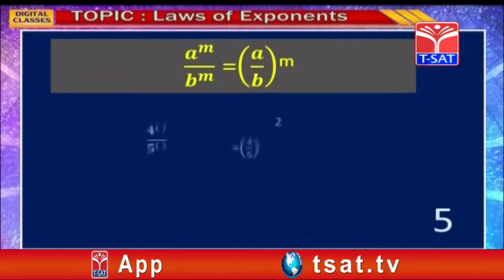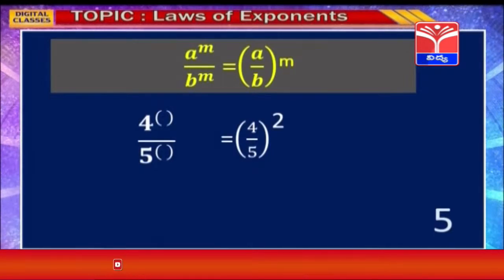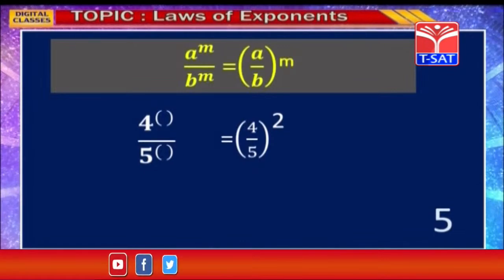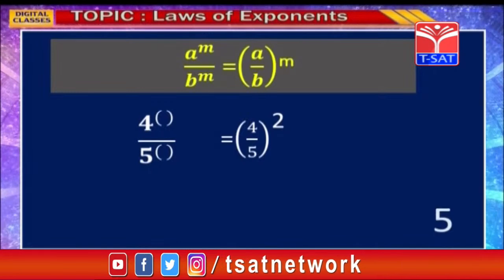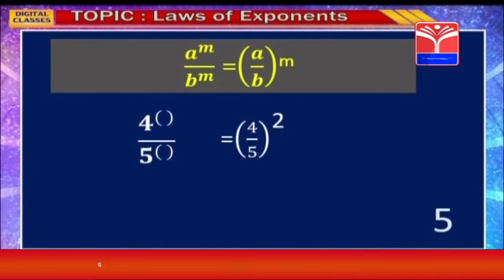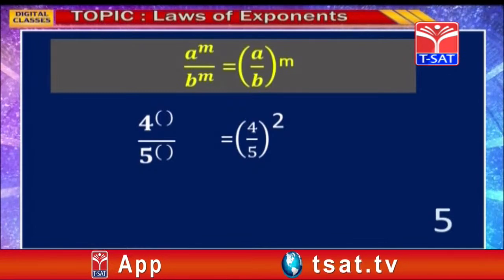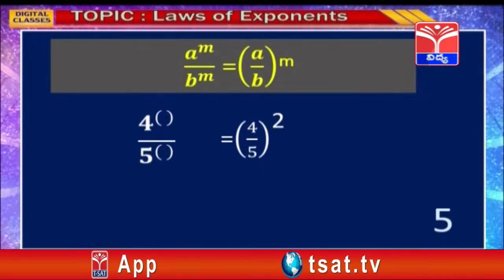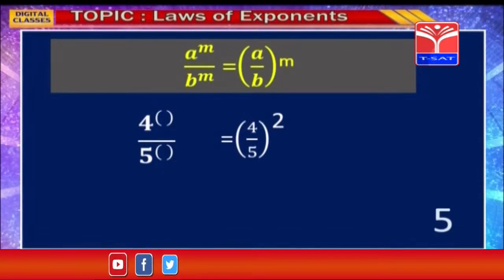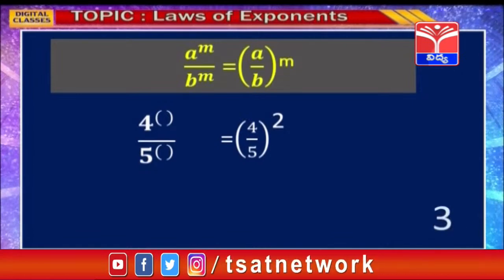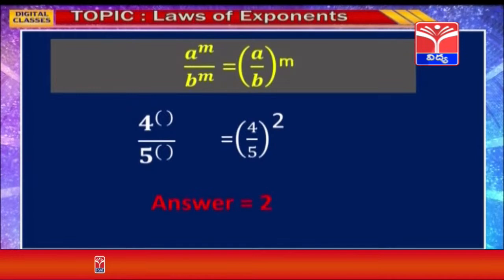Let us solve one problem here. 4 to the power of bracket is there by 5 to the power of bracket is there. On the right side, RHS, you see carefully, 4 by 5 whole to the power of 2 is there. So what should be there in the bracket now? Which number should be there in the bracket? Come on, quick. Think students. I'll give 5 seconds time. Over? The answer is 2.